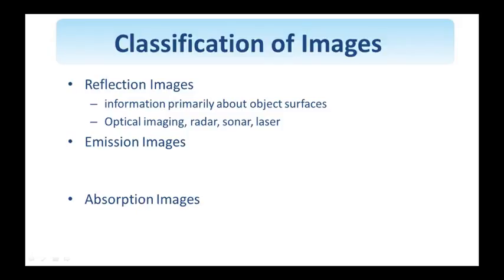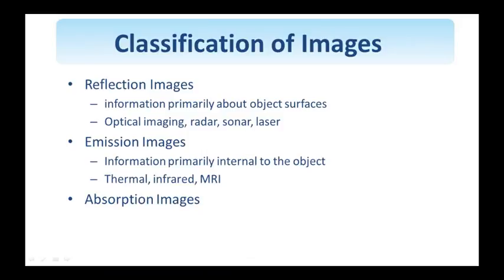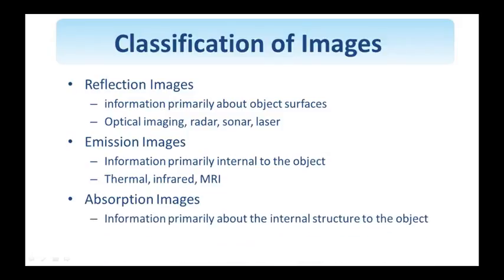Emission images are even simpler, since in this case the objects that are being imaged are self-luminous. In this case, the information is primarily about the internal structure of the objects, and examples of emission images are thermal, infrared, and MRI. Finally, absorption images provide information about the internal structure of objects.